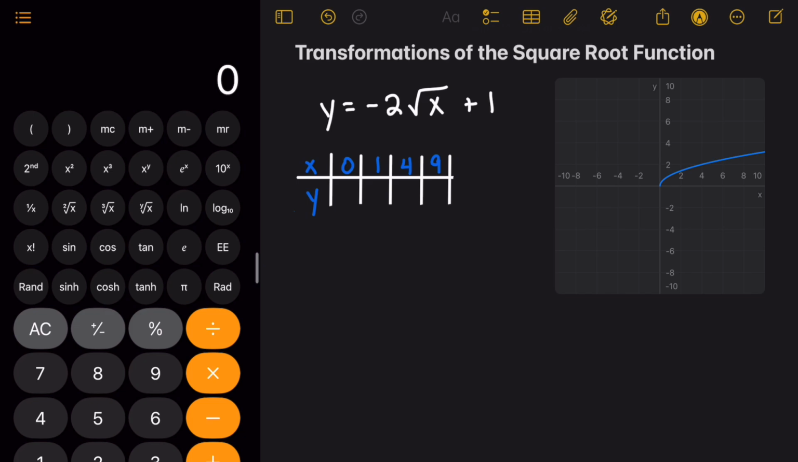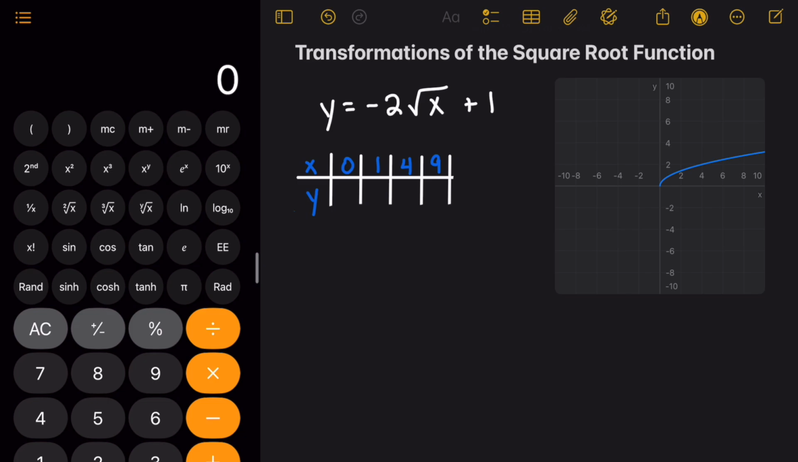There's the transformation coming from the plus 1 added onto the end. There's the transformation coming from the 2 in front of the radical. And then also there's a transformation from the negative sign. And so these three things working together all transform it from the parent function of y equals root x. And y equals root x is what is graphed right now on the graph that you see there.